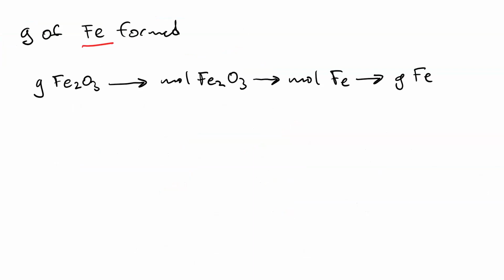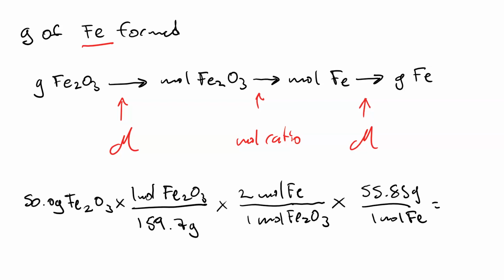To determine grams of Fe formed, I start out with my 50 grams of Fe2O3. I use the molar mass of Fe2O3 to convert it to moles of Fe2O3. I use a mole ratio to convert to moles of Fe, and then I use another molar mass to get to grams of Fe. Here's what it looks like. I take my 50 grams of Fe2O3 and I divide by the molar mass of Fe2O3. This makes grams of Fe2O3 cancel.